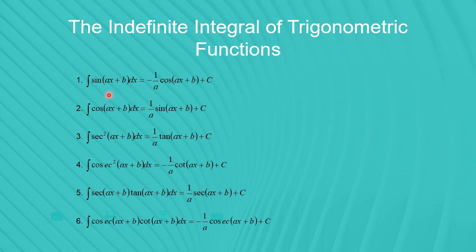Please memorize: integrate sine ax, we will get negative cos ax. Integrate cos, we will get sine. Integrate secant square, we will get tangent. Integrate cosecant square, we will get negative cotangent. Integrate secant tangent, we will get secant. Integrate cosecant cotangent, we will get negative cosecant. Please memorize all the formulas.